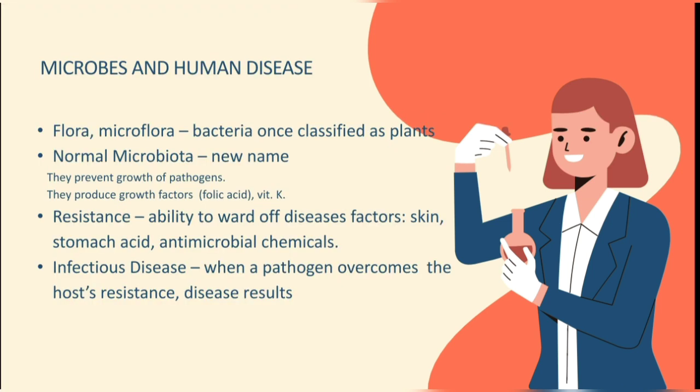Now, let's proceed to microbes and human disease. We all live from birth until death in a world filled with microbes, and we all have a variety of microorganisms on and inside our bodies. The normal microbiota not only do us no harm, but in some cases can actually benefit us. For example, some normal microbiota protect us against disease by preventing the overgrowth of harmful microbes, and others produce useful substances such as vitamin K and some B vitamins.